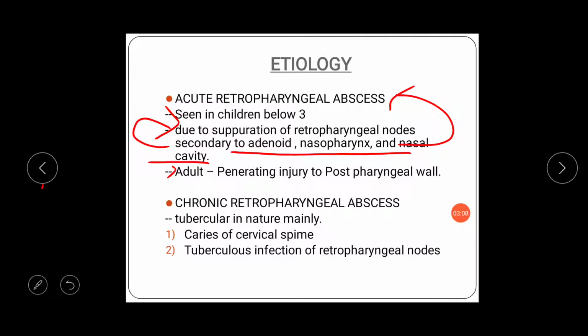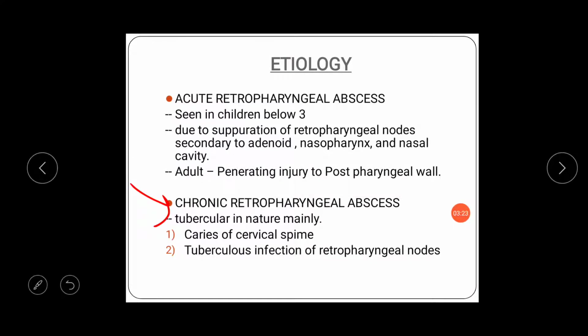In the adult population, it can be because of penetrating injury to the posterior pharyngeal wall, and after that injury there will be infection at the local site. Another type is chronic retropharyngeal abscess, which is usually tubercular in nature, in which the patient will have caries of the cervical spine, or tuberculous infection from the caries of cervical spine can reach the retropharyngeal node, and the patient will develop recurrent chronic retropharyngeal abscess.